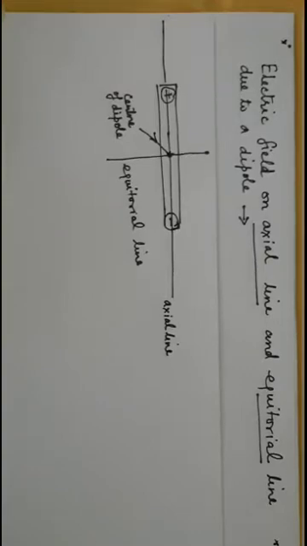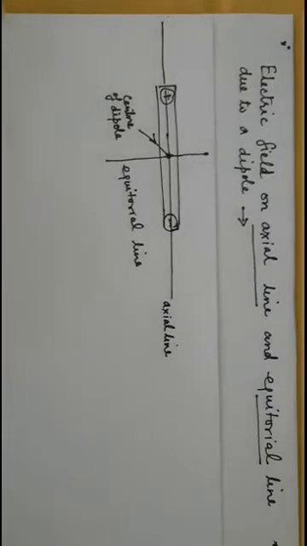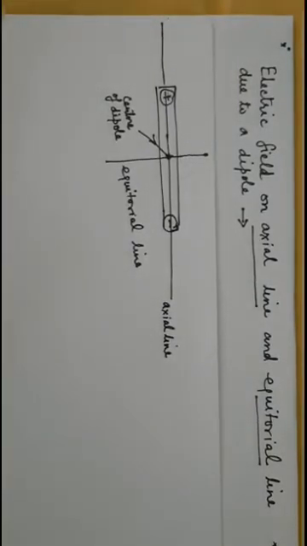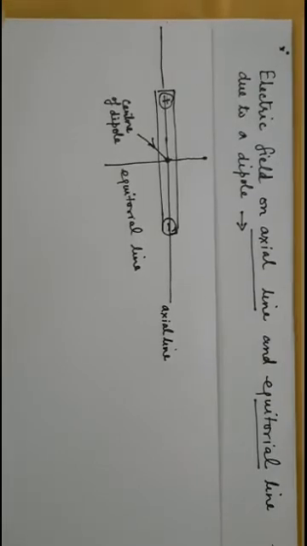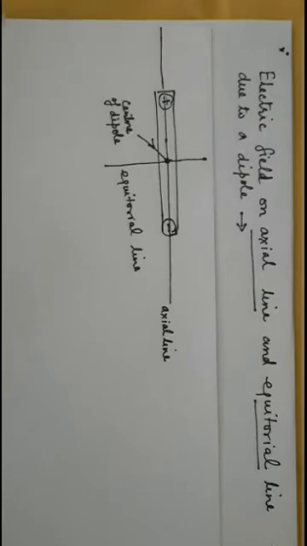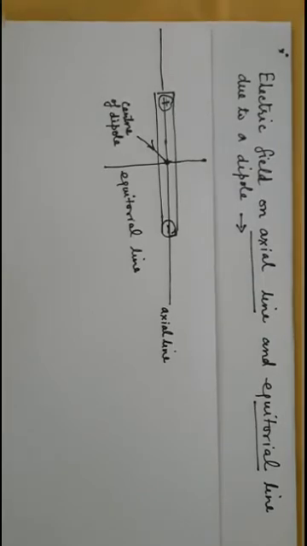In this video, we will discuss the electric field on the axial line and equatorial line due to a dipole. Let us first discuss which line is known as axial line and which line is known as equatorial line in the case of a dipole.